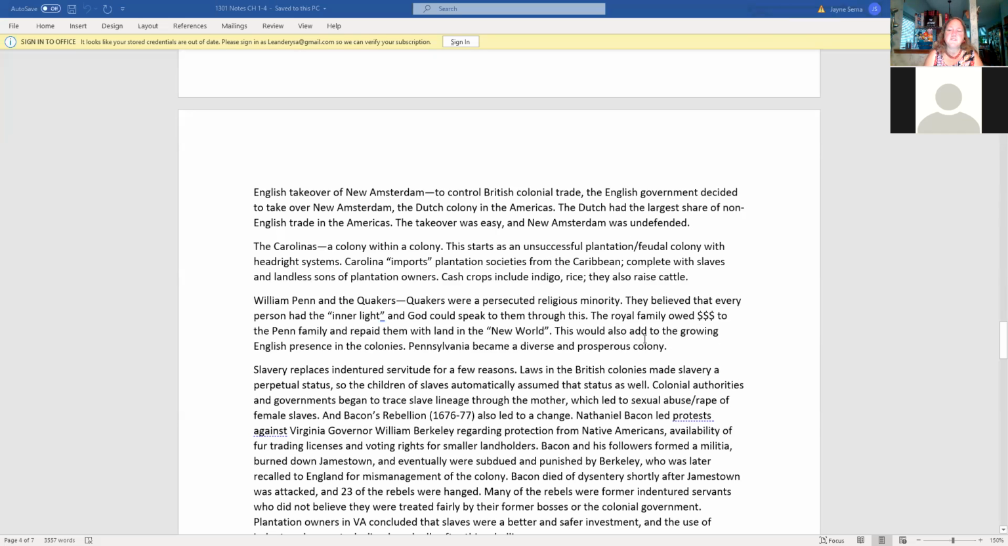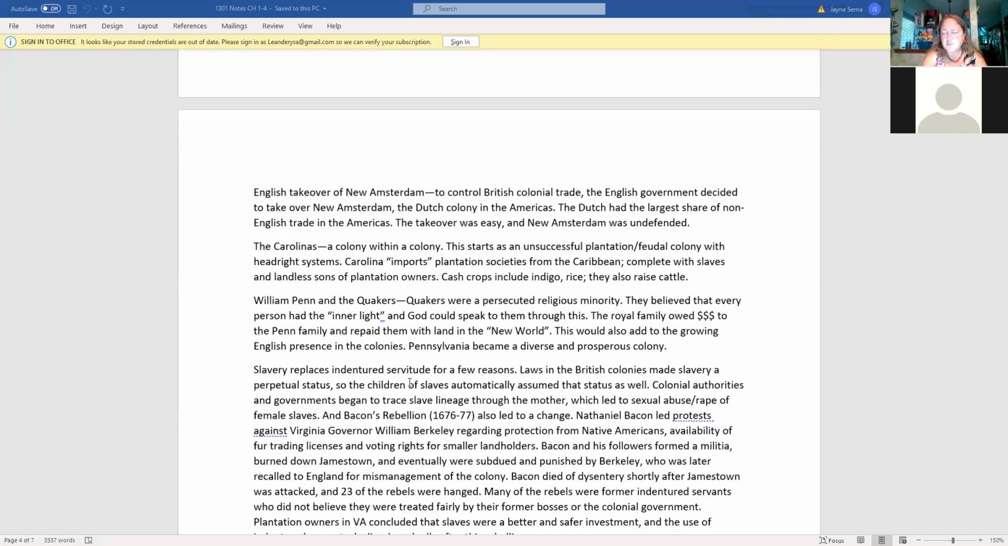And let's see, the royal family owed the money, repaid them with the land. Okay, growing presence. It's a very diverse, prosperous colony, again, except for William Penn. So Quaker beliefs: God resided within everyone through the inner light. They didn't always have formal ministers. They did have a formal church, so they would get together Sundays to share whatever messages God gave to them.